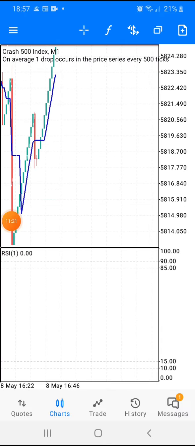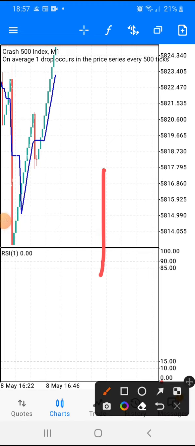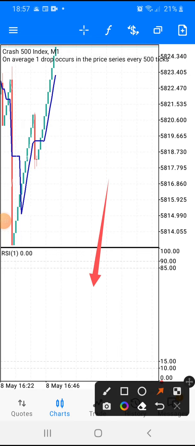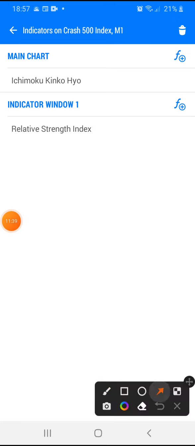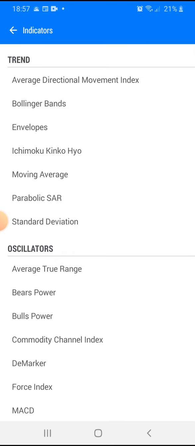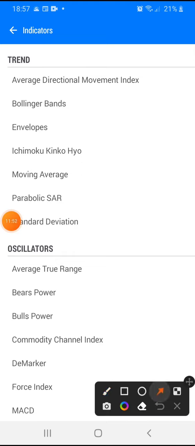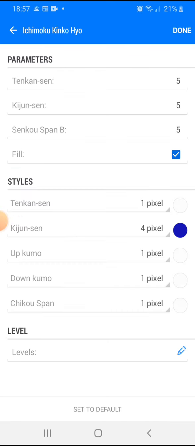So you can see now I have my indicators window, but there's nothing, so we need to add the Ichimoku. So now I have to go here, the small f that is there on the indicators window. Then I'm gonna click on that. Then I'll go to my Ichimoku again, this one. Then I'll click it again, so it will have the same parameters.